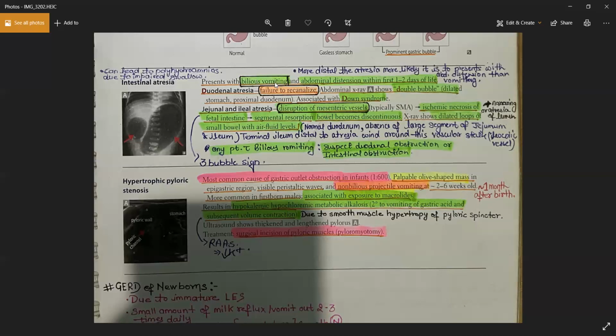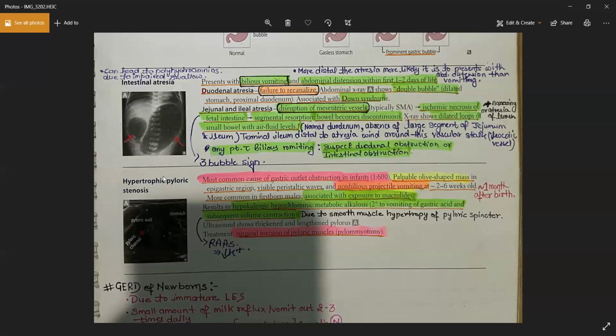Then they can ask you what features you will get, or they might describe the features of the patient and ask what is happening with the terminal ileum. Why is this happening? Because of a disruption of the blood supply, necrosis will happen. The area will get atrophied completely, and you will get a triple bubble sign: one bubble in the jejunum, one in the duodenum, and one in the stomach. You will get a triple bubble sign in case of jejunal and ileal atresia, and a double bubble sign in case of duodenal atresia.